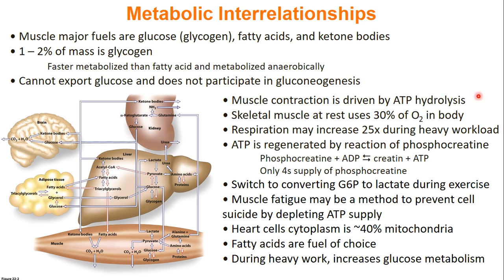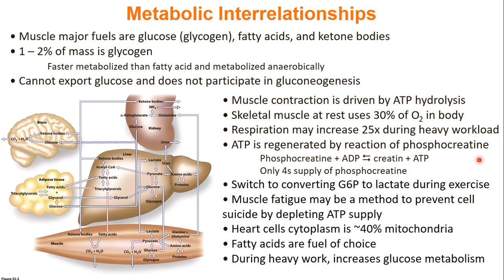The majority of the ATP that you make in muscles is for contraction, which makes sense. The brain uses 20% of your oxygen, while your skeletal muscles use 30% of your oxygen while at rest. But if you are actively using your muscles, this can jump a lot. It can jump roughly 25-fold.